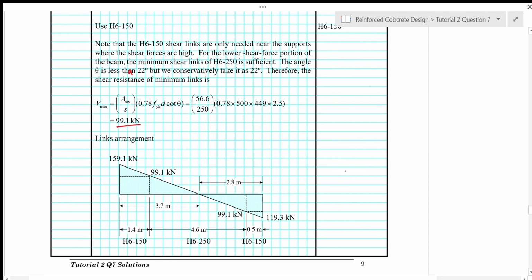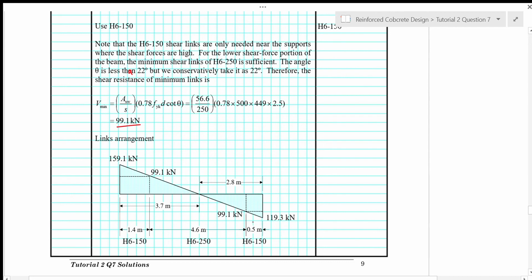And then based on proportional triangle, we have this distance calculated to be 1.4 meter. So this is approximately the distance. We just take one decimal point. And then this distance here based on the proportional triangle here, we get 0.5 meter.